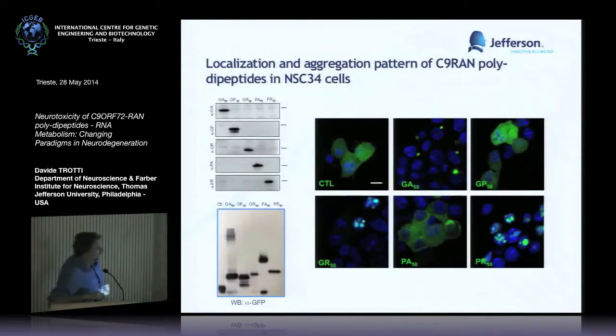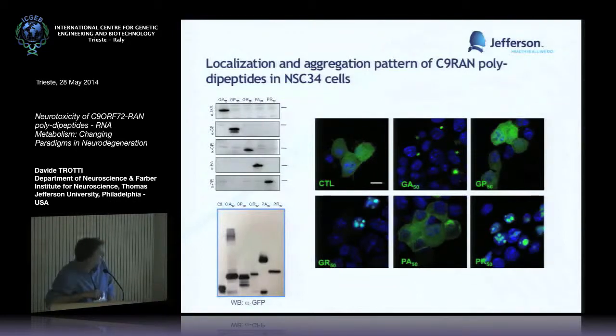With these constructs, we did some preliminary experiments to look at the localization and possibly aggregation pattern of these C9 polypeptides. We used, again, the NSC34 cell line. These are straight Western blots from cells transfected with the constructs, using antibodies graciously provided to us by Len Petrucelli. You can see that the constructs are equally expressed in these cell lines, probed for the GFP tag. I forgot to say that our constructs carry GFP and FLAG tags, so we can use those tags to monitor the expression and localization of these transcripts.